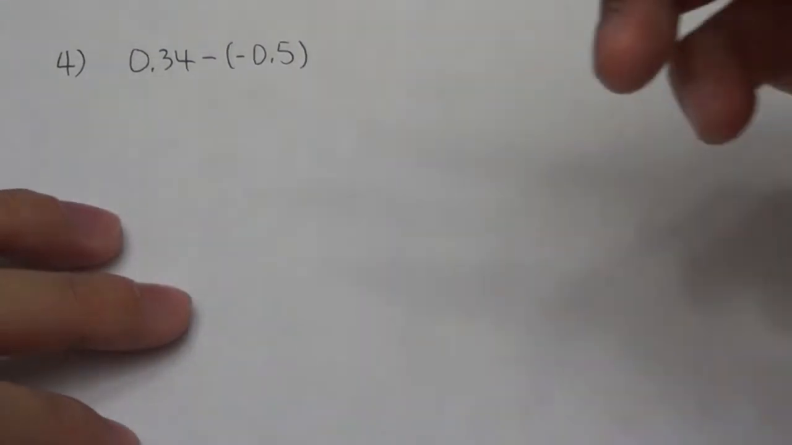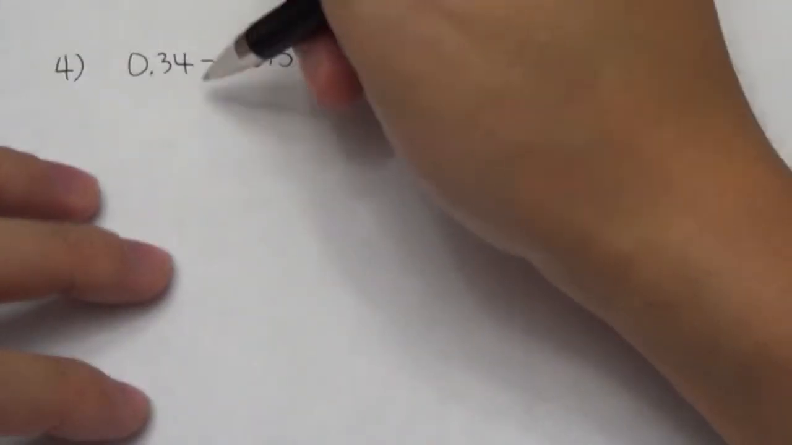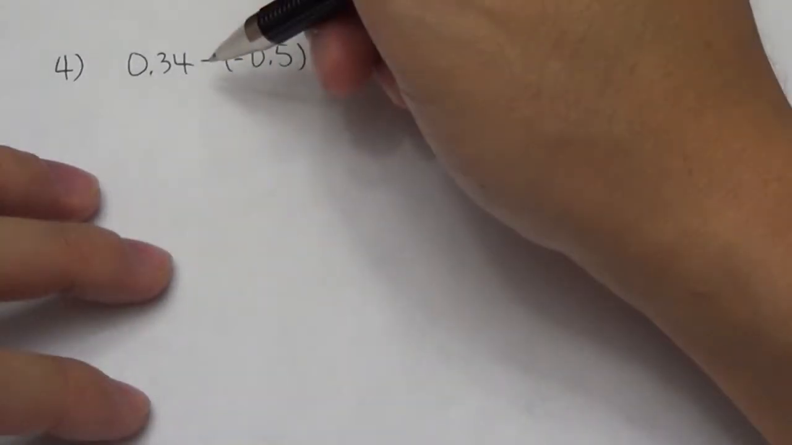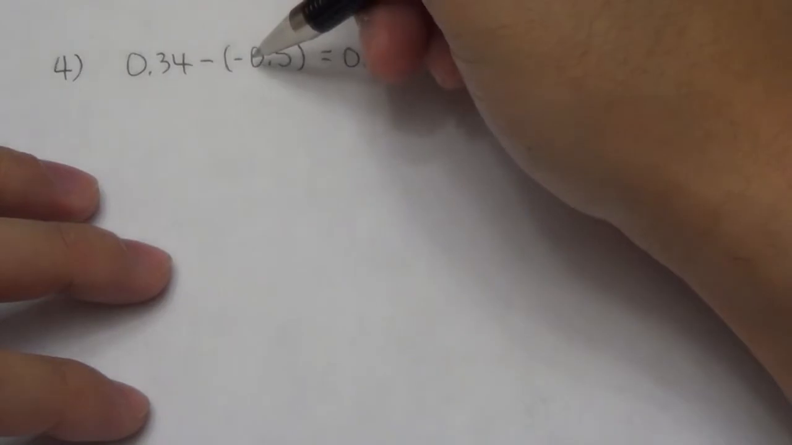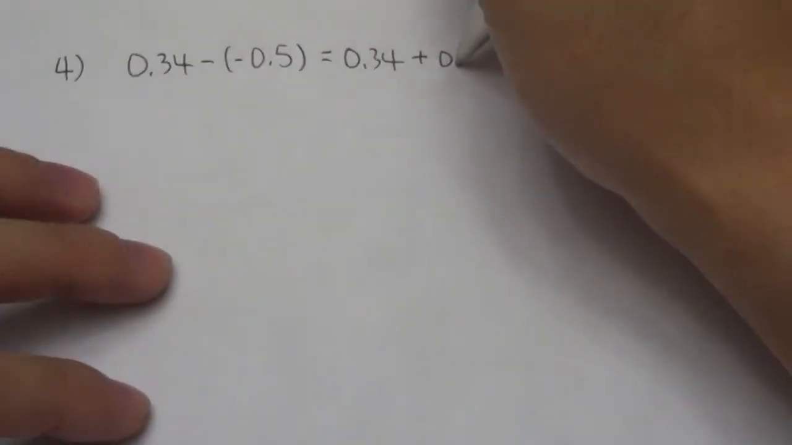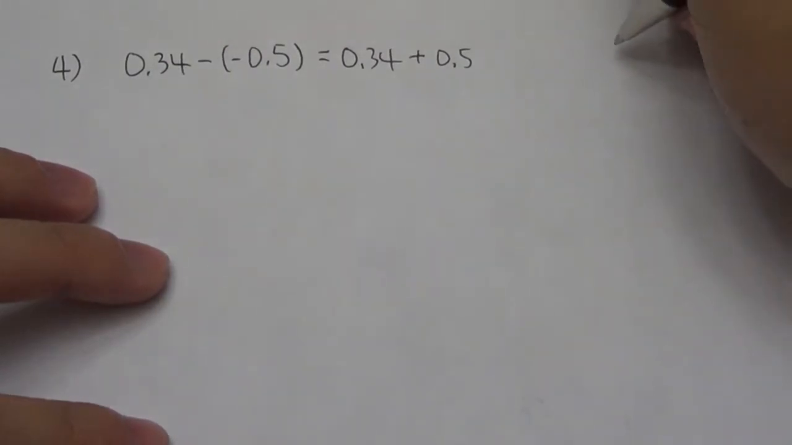Okay, number 4. We have 0.34 minus negative 0.5. All right, so first, anytime we're dealing with negative numbers, we don't really want to subtract, we want to turn it into an addition problem. So we can turn every subtraction problem into an addition problem by adding the opposite. So 0.34, instead of subtract, we add. And the opposite of negative 0.5 is positive 0.5. All right. Now, some people can do this in their head. If not, you would need to work it out on the side.